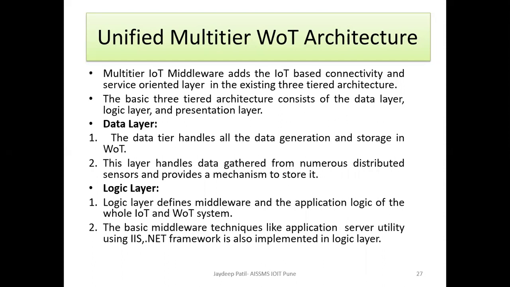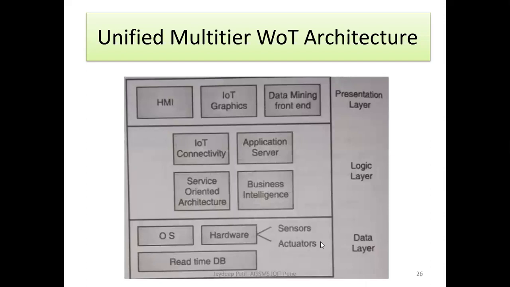This data layer handles all the data generated and stored in WOT. This layer handles data gathered from distributed sensors and actuators and provides a mechanism to store it securely. You can see here the sensors and actuators; we are going to gather the data from the distributed sensors.